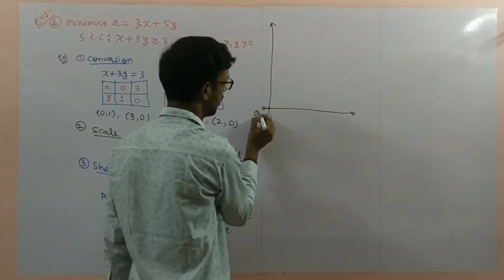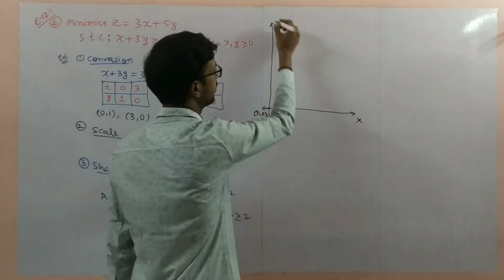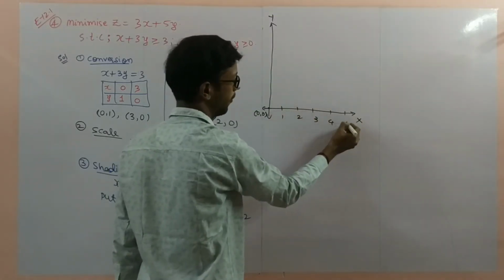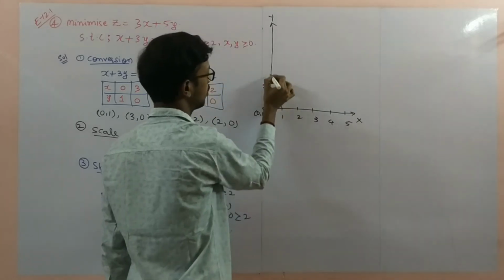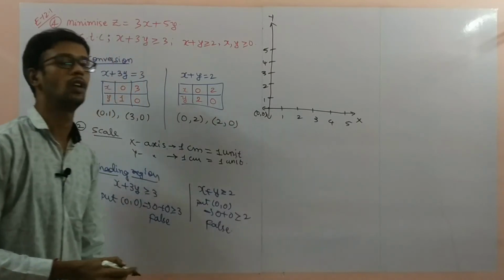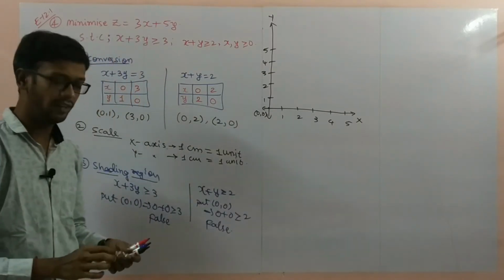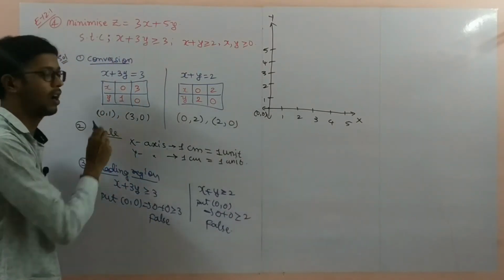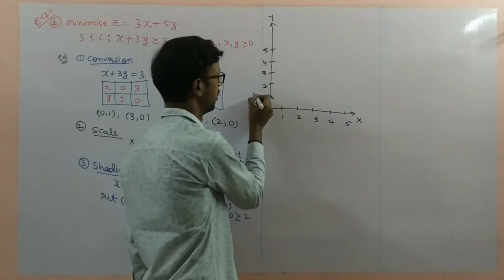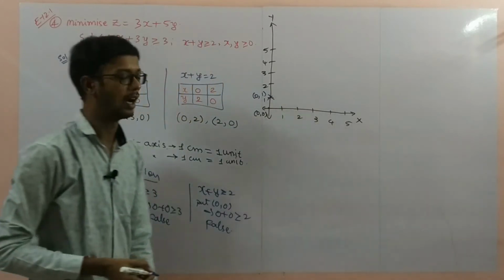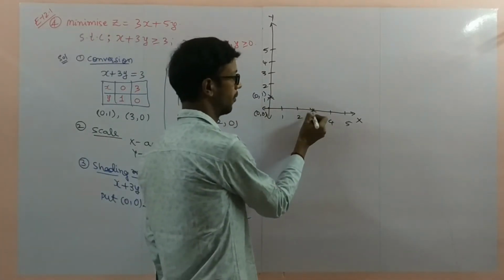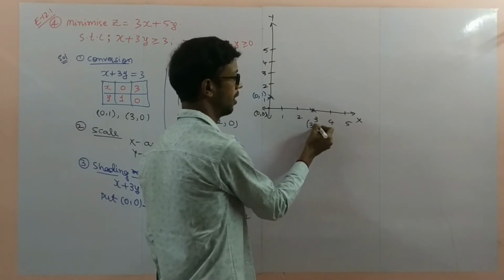This point is 0 comma 0. This is the x axis, y axis, 1, 2, 3, 4, 5; 1, 2, 3, 4, 5. So now plot the points here. 0 comma 1 is 1 point. This is 0 comma 1. And 3 comma 0: x is 3, y is 0. This point is 3 comma 0.